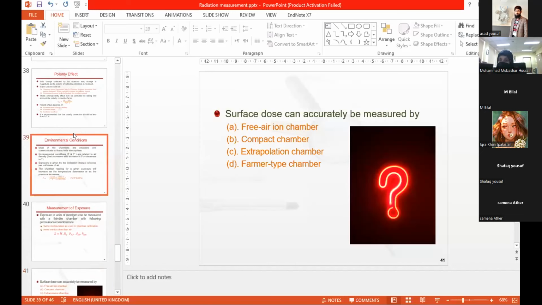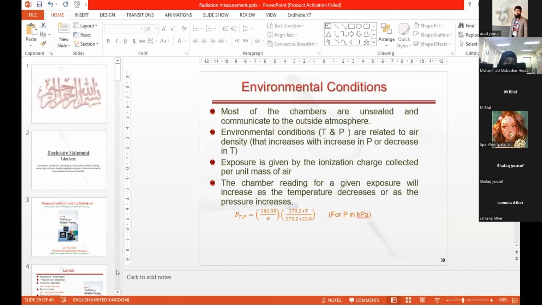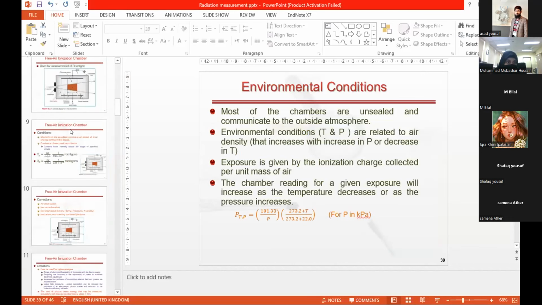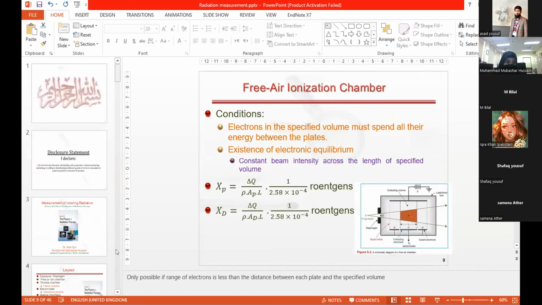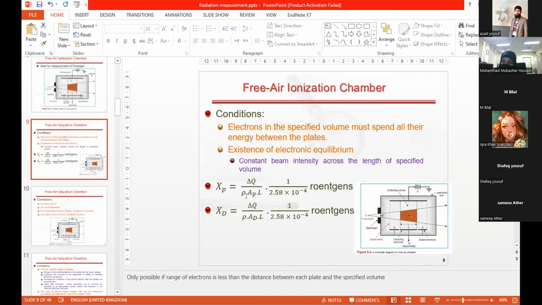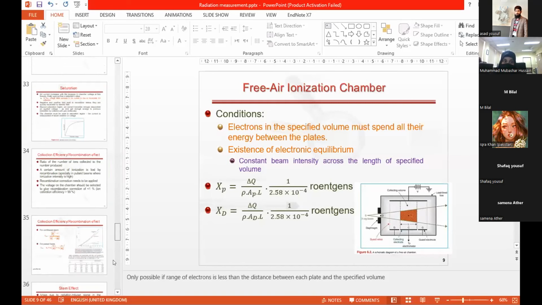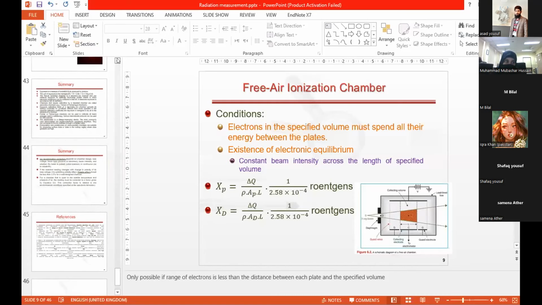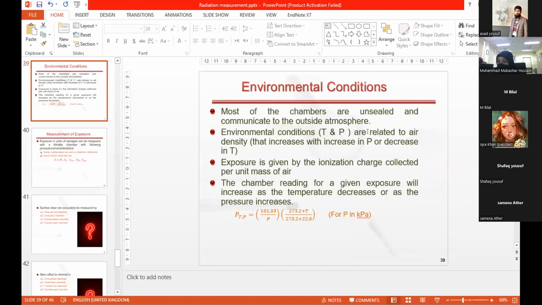Okay. As you know, exposure is the measure of ionization per unit mass of air. And if we see, it also depends upon the density of air, that is related to the mass of air. So if we change the environmental conditions, including temperature and pressure, the density of air is changed.